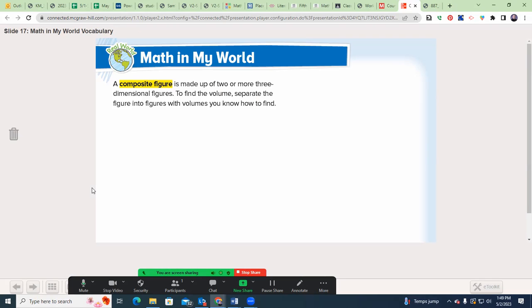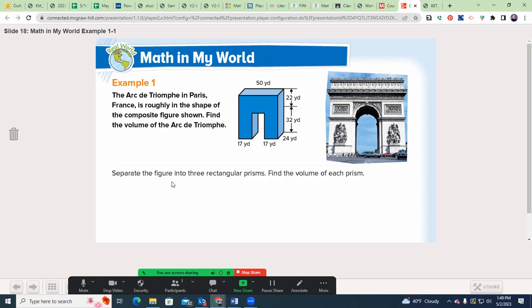We have some vocabulary words here highlighted on the top of 967. It says a composite figure is made up of 2 or more 3-dimensional figures, just like it was yesterday. Find the volumes, separate the figure into figures with volumes you know how to find. So the Arc de Triomphe in Paris is roughly the shape of the composite figure shown.